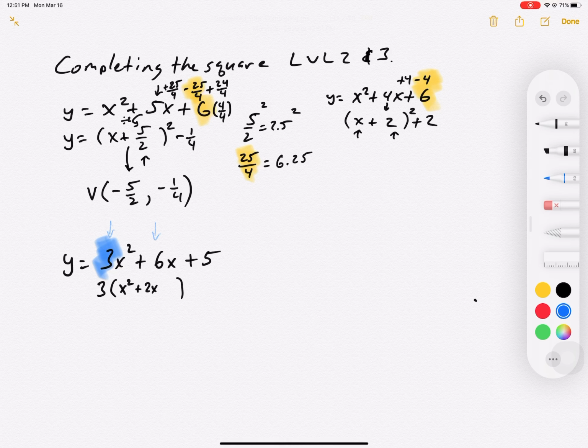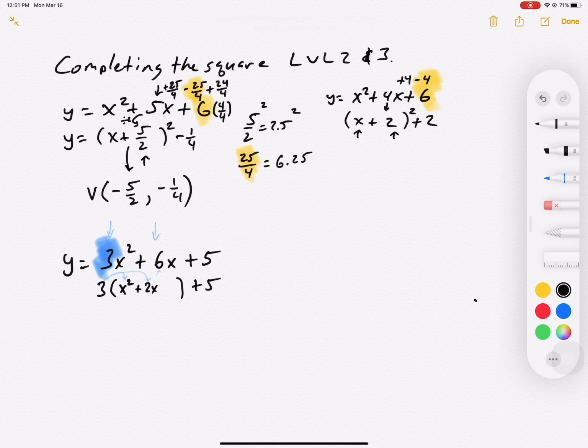Now you can double check that real quick. If I say 3 times x squared is the 3x squared we wanted, and 3 times 2x is the 6x we wanted. Okay, so we're not changing the value, we're changing the way it looks so that we can complete the square. Now that we're done with the front, we're going to write plus 5 in the back.